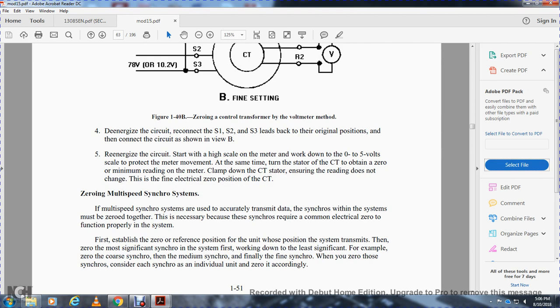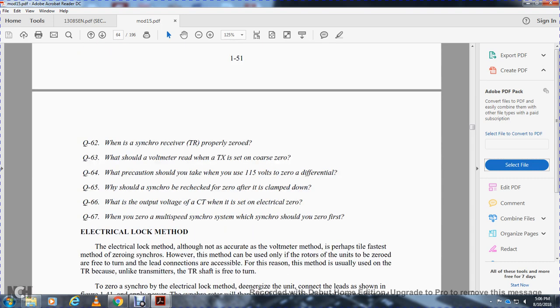Zeroing multiple speed synchronizing systems. Multi-speed synchronizing systems usually transmit data accurately, but the synchronizing system must be zeroed together with a common electrical zero. The system establishes zero at the reference position of the unit transmitted. The most significant synchro works down to the least significant; for example, the coarse synchro, the medium synchro, and the final synchro. When zeroing, consider each of the synchros individually.